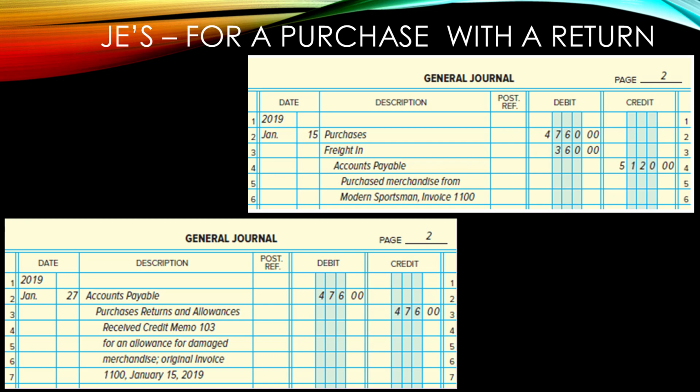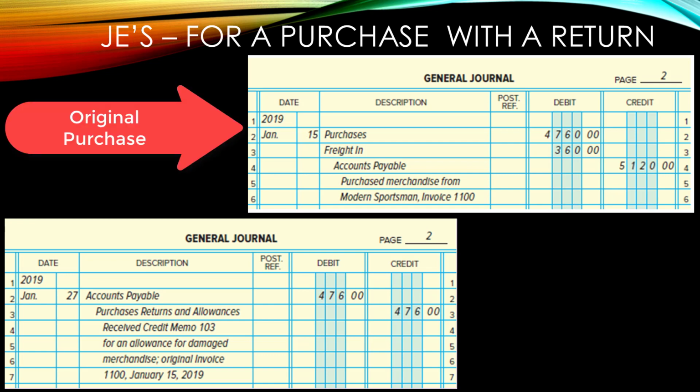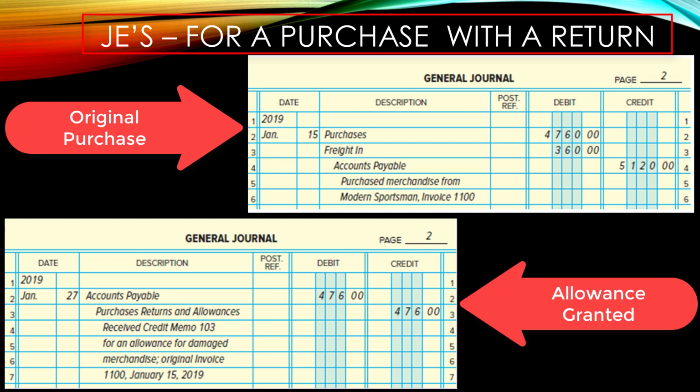Here is a journal entry for a purchase of merchandise on account. Immediately following that transaction is a journal entry for a partial allowance on some merchandise that the buyer was not happy with. Both physical returns as well as allowances are credited to the contra expense account called Purchases, Returns, and Allowances. Take a moment to review the slide, as both of these transactions are common with merchandisers.